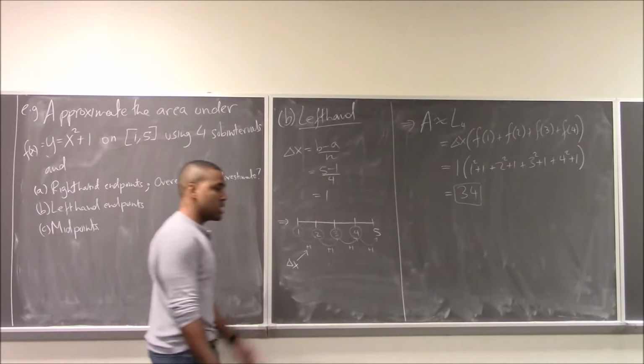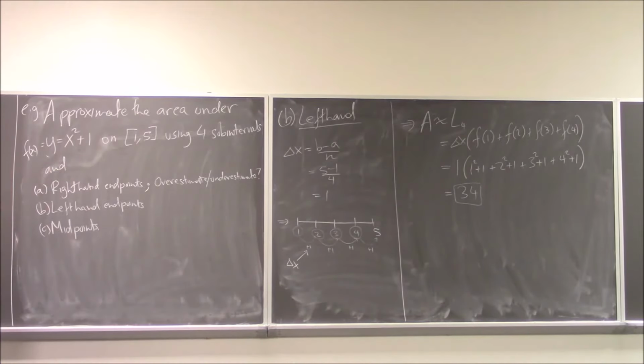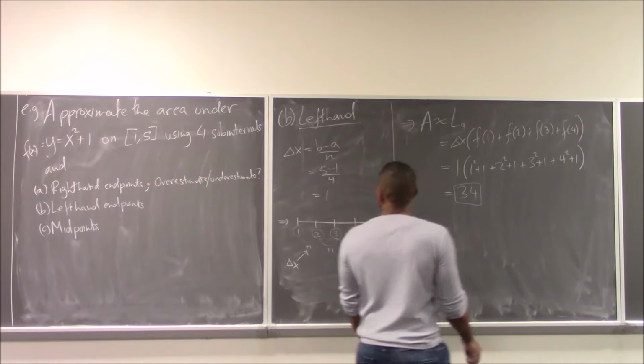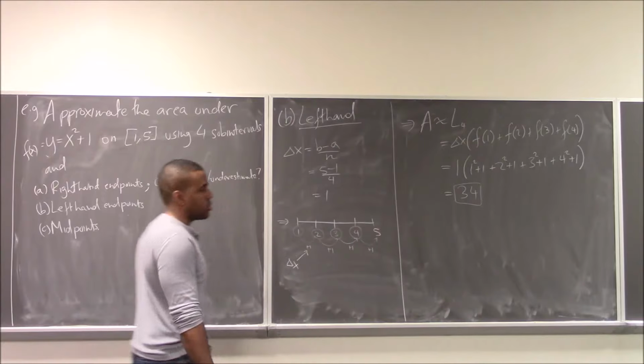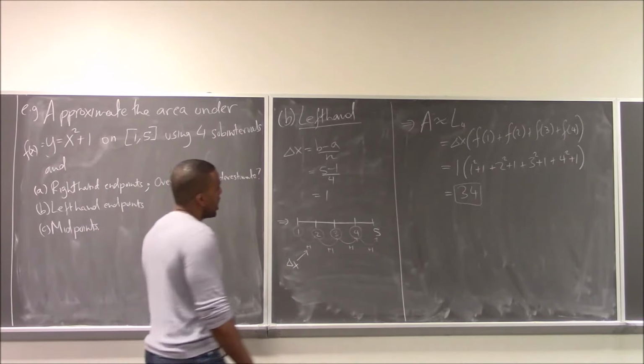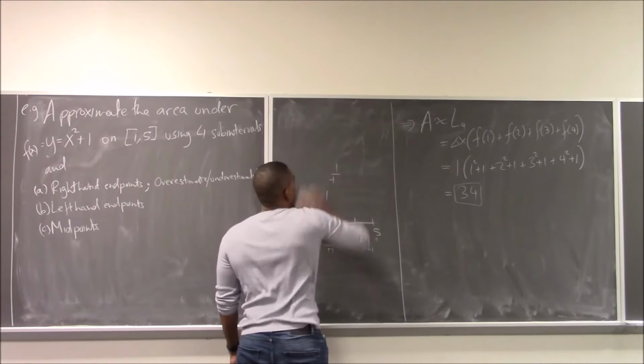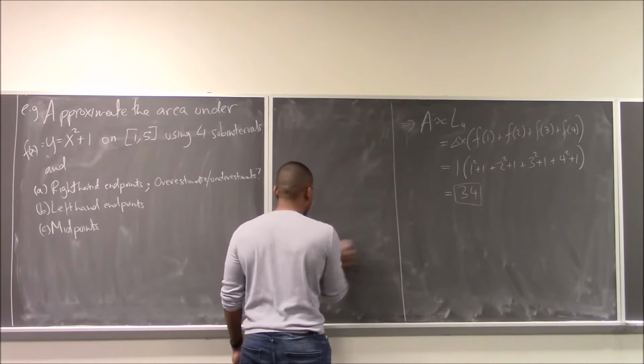So that's the approximation by the left-hand rule. Based on the picture, we know this would be an underestimate. Let's not worry about that now, but that would be the left hand. Midpoint, same thing in principle, except you have one little extra step, finding the middle of the intervals.